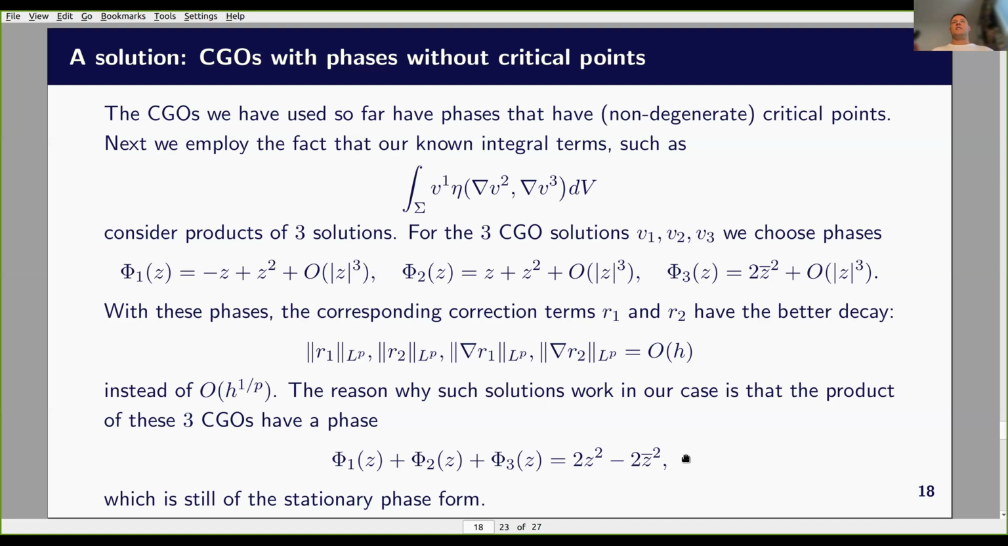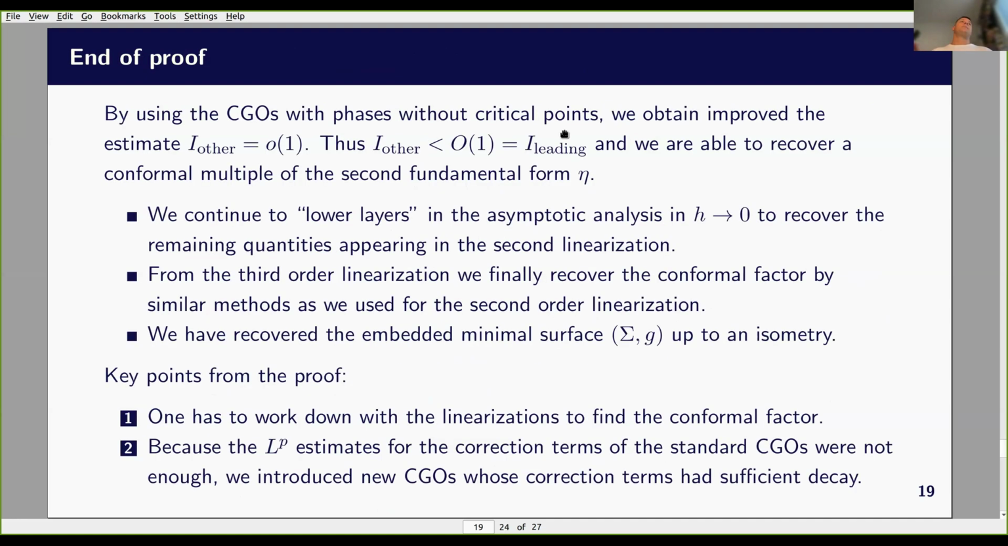With these better estimates, we can actually have that I_other, the terms which I would like to disregard, is little o(1), while my leading order term is big O(1). And from this fact, I can recover the components of the 2 by 2 matrix eta, which was the second fundamental form, up to a conformal factor. So we have not yet found the conformal multiple, this function C.